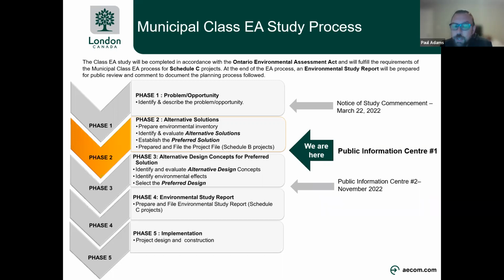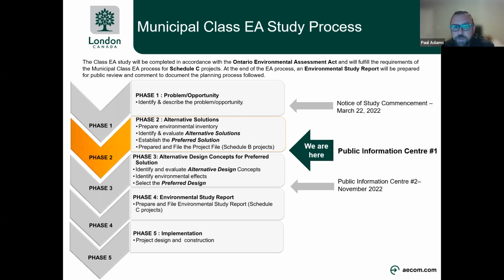And in phase 3, we come up with design concepts for the recommended alternative solution, and try to find the best way to address that solution. From there, we would move on to evaluating those design concepts and then present our preliminary preferred design concept at Public Information Center number 2, which we are tentatively scheduled for November of 2022.